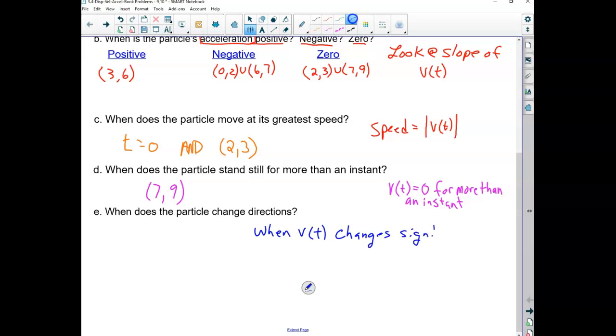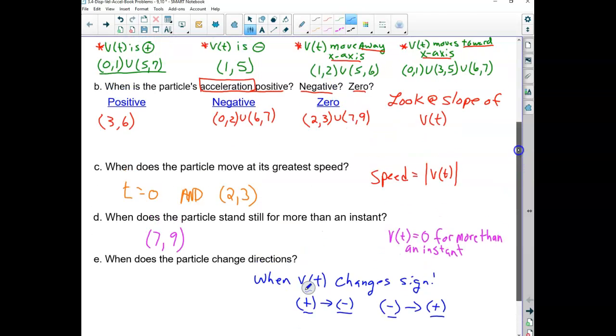Okay, what do you mean changes sign? Well, if I'm taking positive velocity to negative velocity, I'm moving forward, then I'm moving back. I just changed direction. Or if I went from negative to positive, I'm moving back, now I'm moving forward. So when I have a change in the sign of my velocity, my function changes direction.